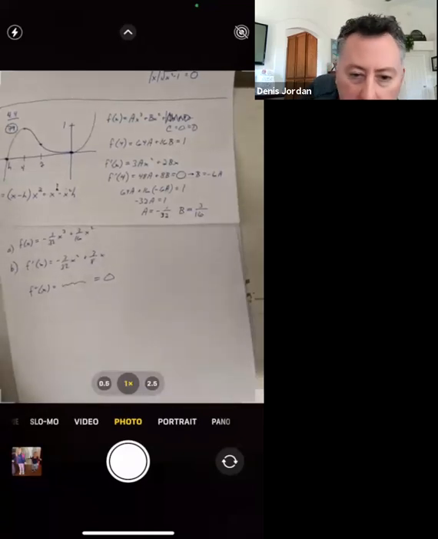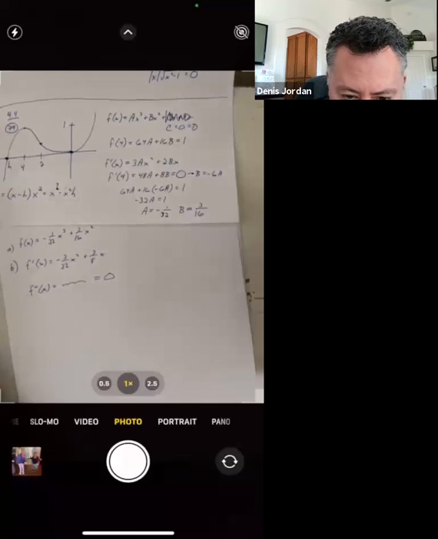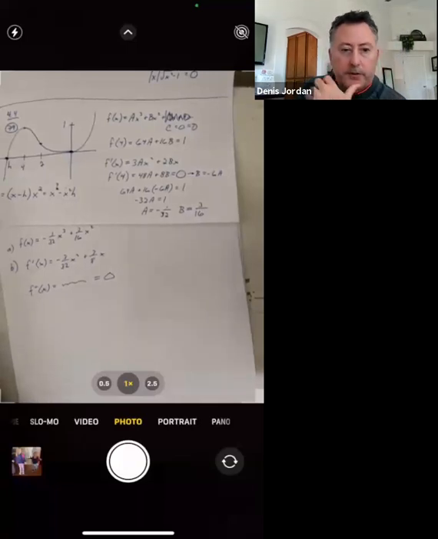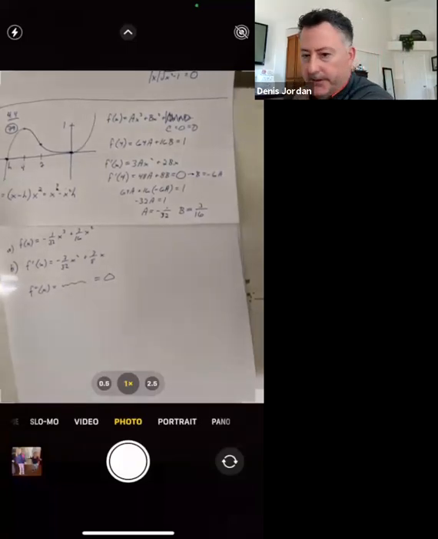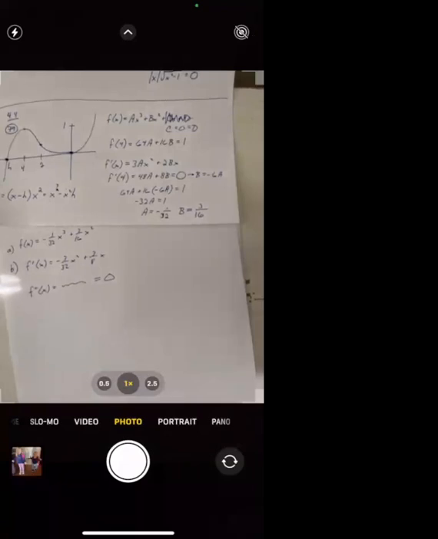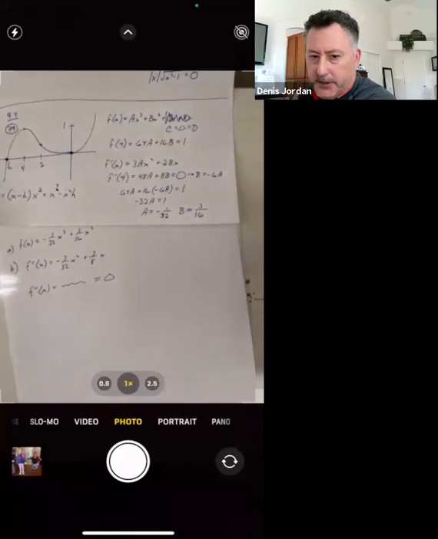Maybe the next one's not. But sort of is. Number 16 on the study guide says the maximum acceleration attained on the interval.